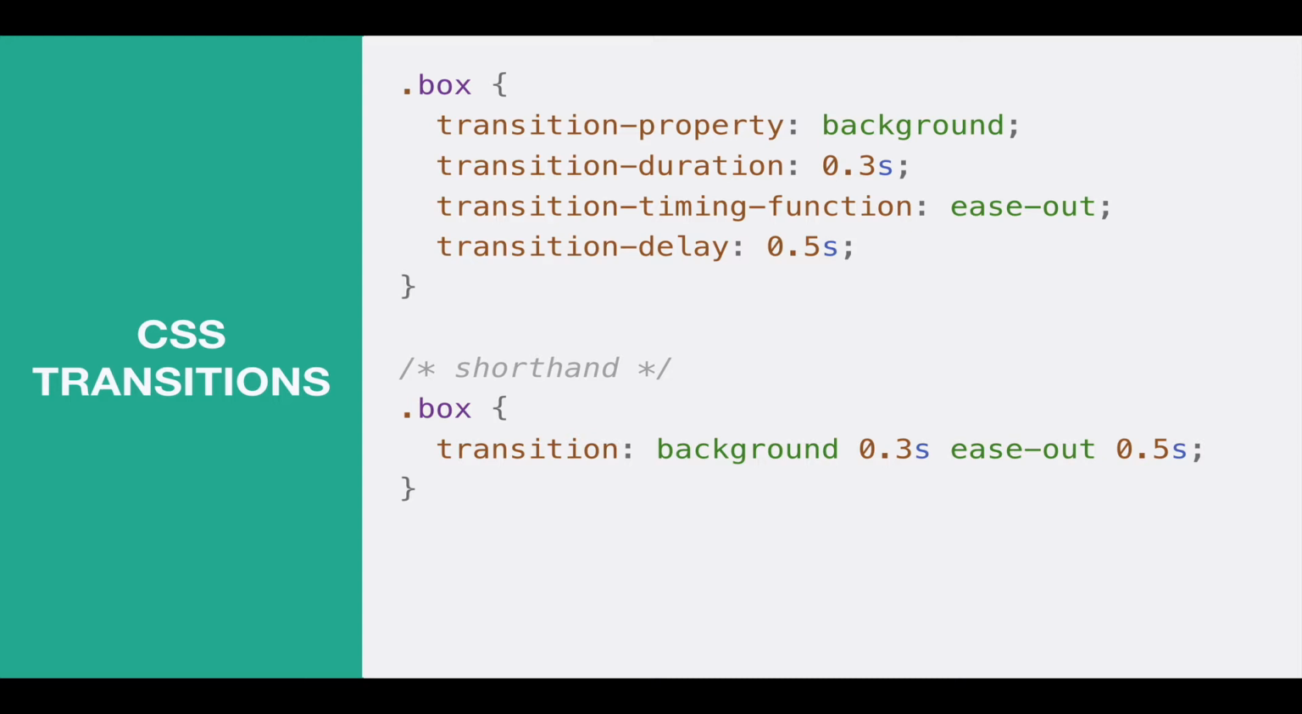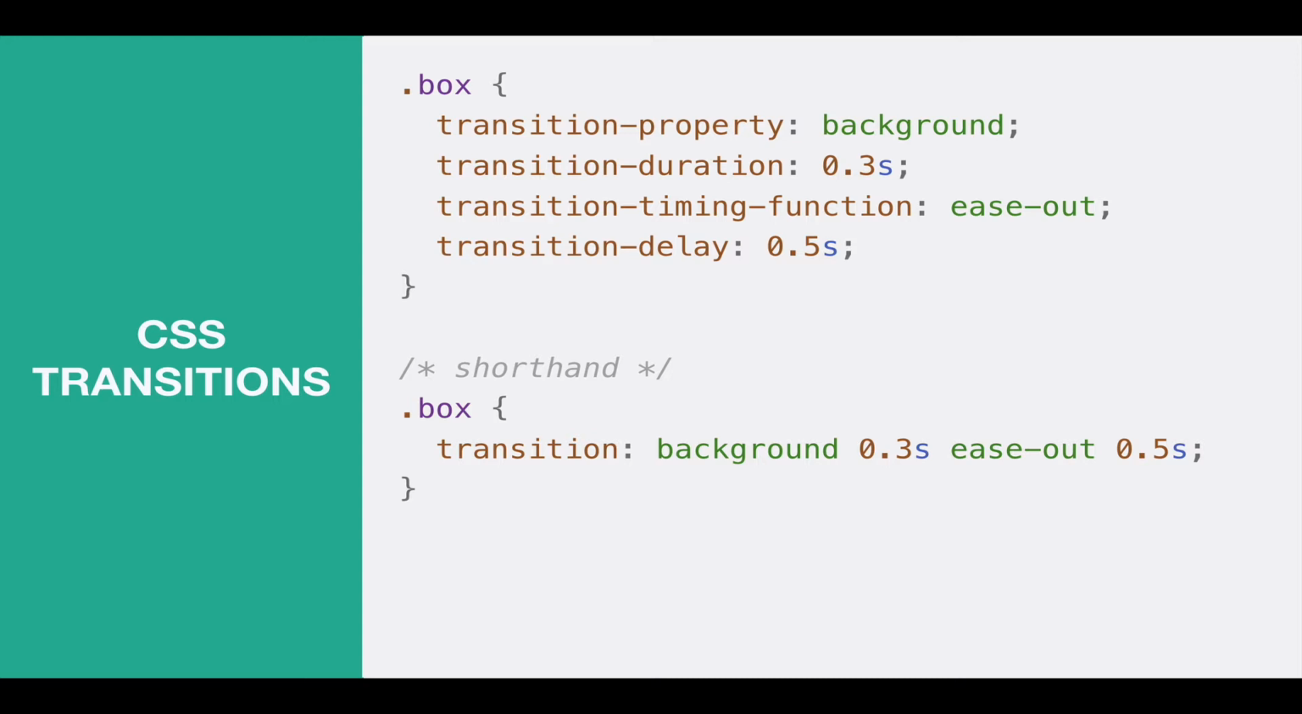So in this example, we'll be transitioning just the background. The transition will take 0.3 seconds to complete. We'll use an ease-out function. That means it will be slower at the end. And we will wait 0.5 seconds before the transition begins.